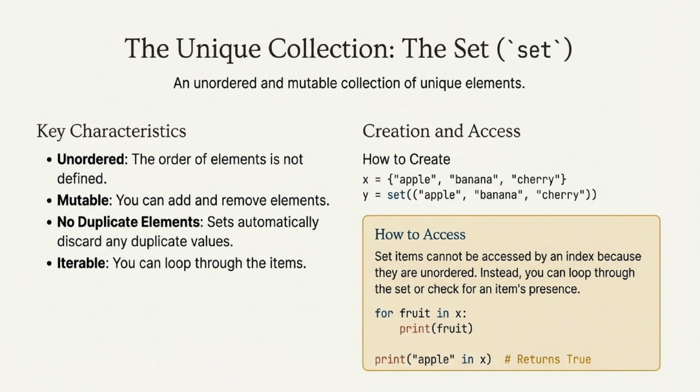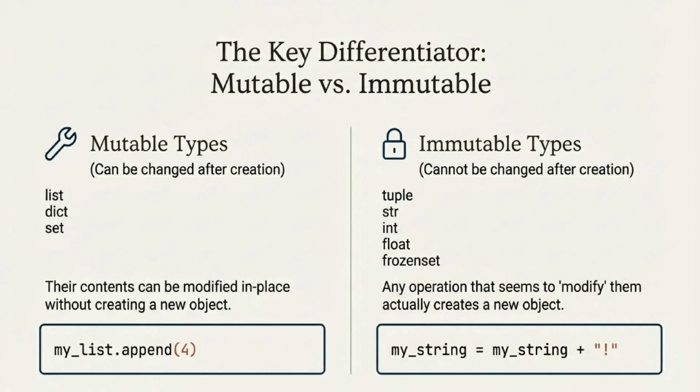A key Python concept is understanding which types are mutable and which are immutable. Lists, sets, and dictionaries are mutable. You can change their content. Integers, floats, strings, tuples, and frozen sets are immutable, which means any modification creates a new object.